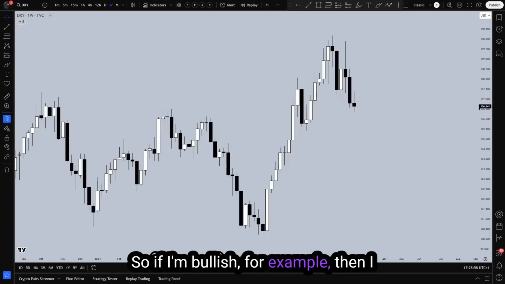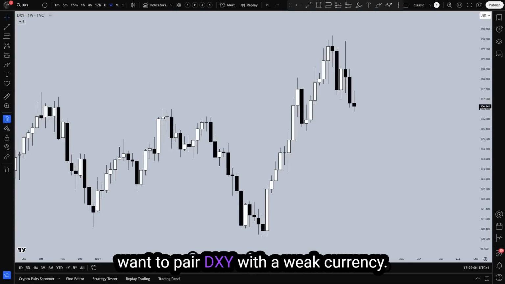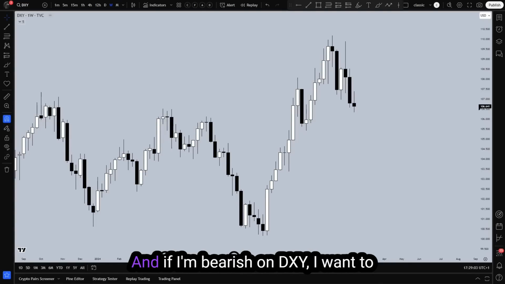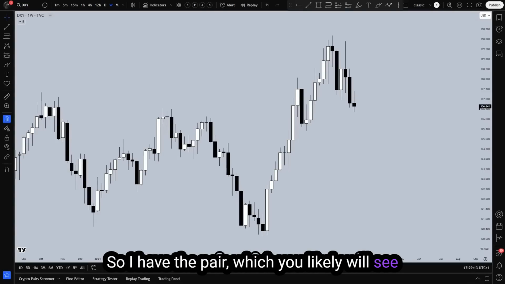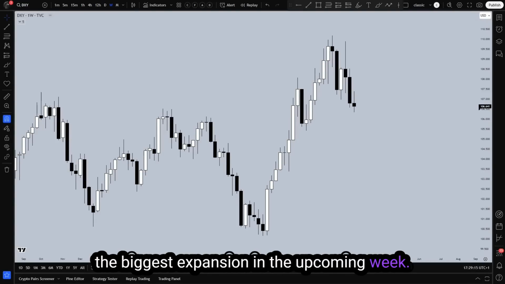If I'm bullish on the XY, for example, then I want to pair it with a weak currency, and if I'm bearish on the XY, I want to couple that with a bullish currency. So I have to pair which you likely will see the biggest expansion in the upcoming week.